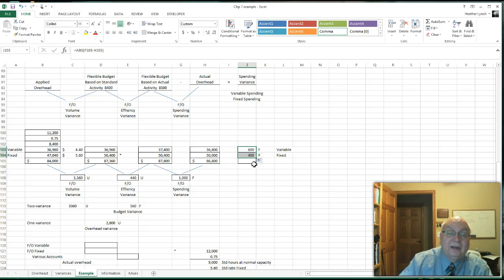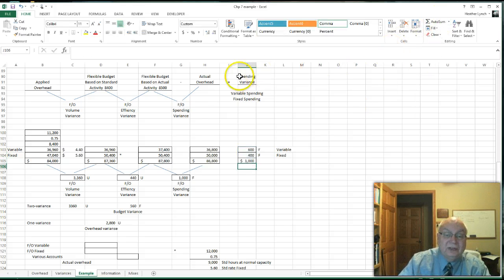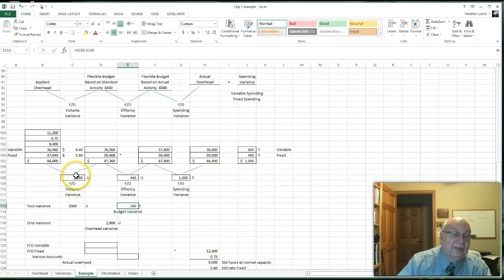So I'll just copy that down. It's 400, and these are those two added together. And remember these two numbers here have to equal this number here. Okay. Now for the two variance method, I already have it down. The 3360 just comes down. This one is the 1,000 plus the 440, or minus in this case, because this is favorable, this is unfavorable. That gives you the 560.